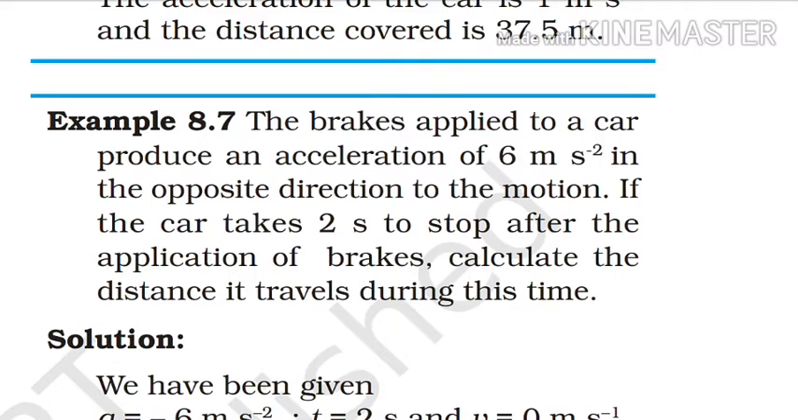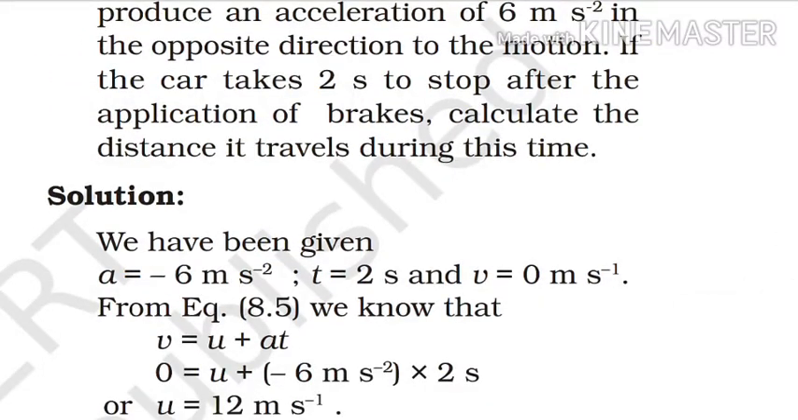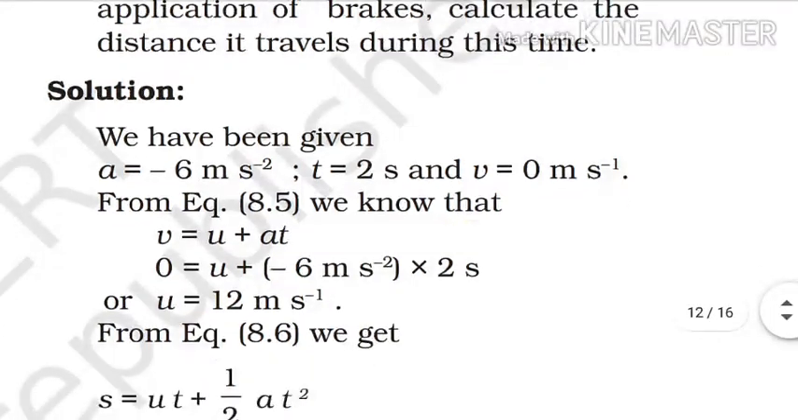We can easily calculate this with the help of the formula, as we have a equal to minus 6 meter per second square and final speed equal to 0 meter per second. So what will be the initial speed? Let us calculate it with the help of v equal to u plus at. If we put v equal to 0, u as u, a as minus 6 and t as 2, then we get u equal to 12 meter per second. This is the speed initially attained by the car.